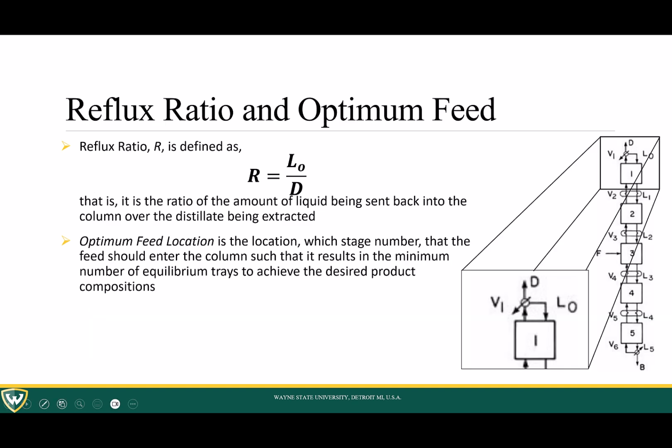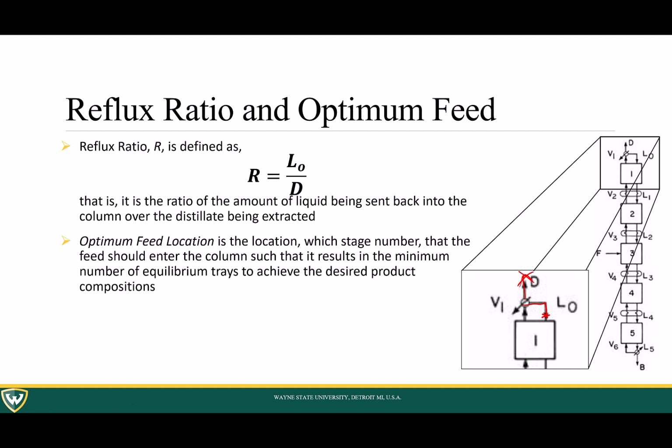So, reflux ratio and optimum feed. We're going to define reflux ratio as R equal to L naught over D. If we're looking at here, our reflux ratio is how much are we sending back to the column versus how much are we pulling out? Remember when I said something about infinite reflux ratio, infinite R, that's when we are setting no more D, everything is going back into the column, this becomes 0, and we get infinity. That's just what that is.